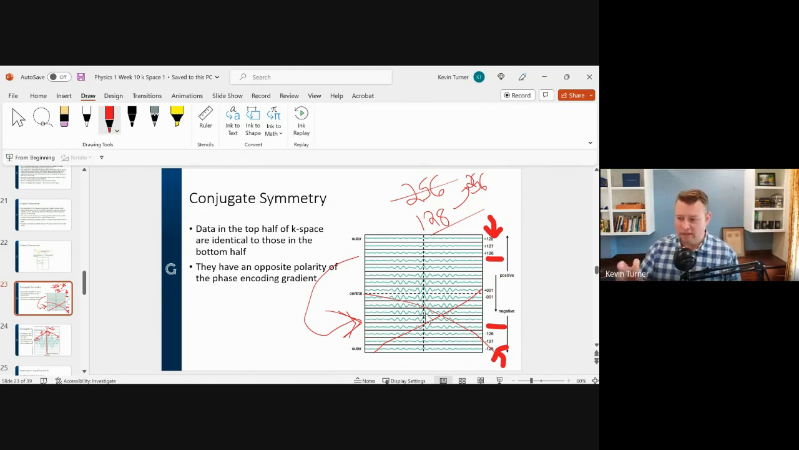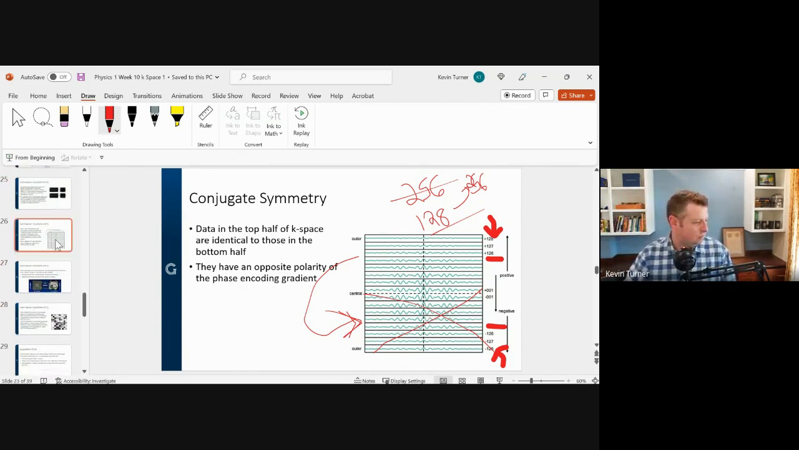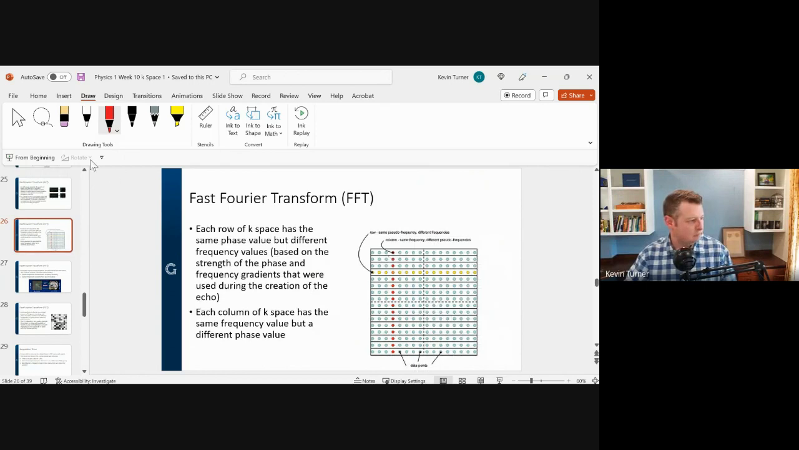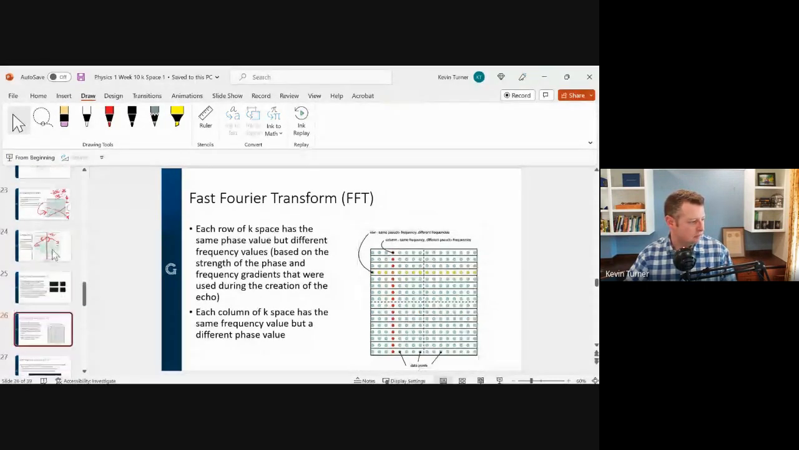So when you say matrix, it's like two different things. Phase is how many total echoes we're collecting, and frequency is how many data points we're collecting per echo. And so ultimately it comes down to this. We take this picture.